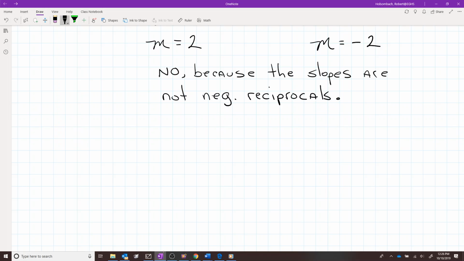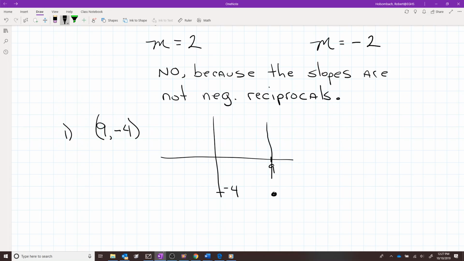Then you have 6 short answer problems. On the short answers, number 1, the question is write an equation for a vertical line that contains 9, negative 4. On the coordinate plane, a vertical line that has to go through 9, negative 4 would be right here. It intercepts the x-axis at 9. It's vertical, so the equation for the line would be x equals 9.